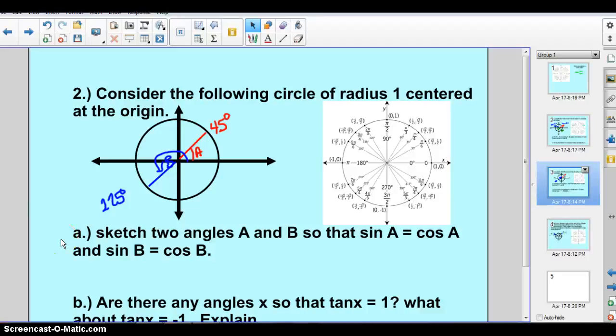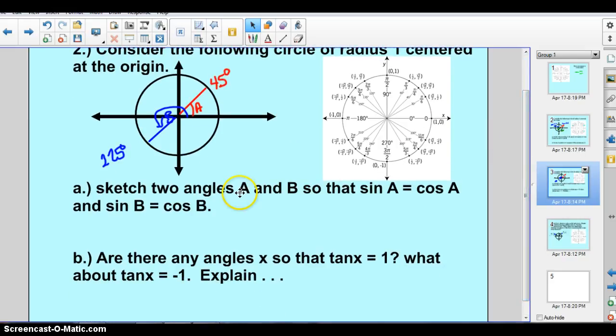All right, I'm back. The second problem your teacher asked you to do, again, is going to revolve around this unit circle concept. So it's a radius of 1 centered at the origin, and he asked you to sketch two angles, A and B, so that sine of A was the same thing as cosine of A.